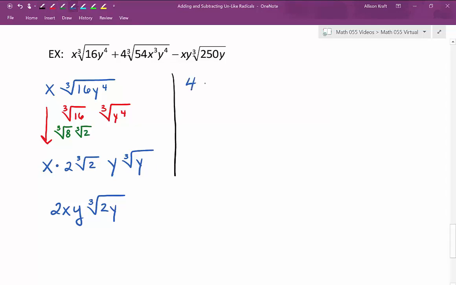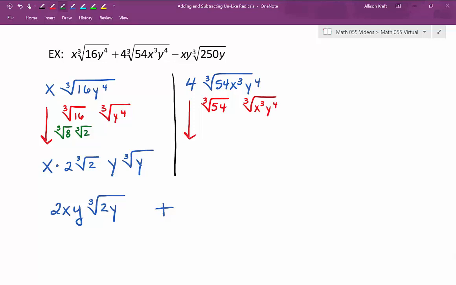Next, let's simplify 4 times the cube root of 54, x to the 3rd, y to the 4th. I'm going to remember to bring this 4 straight down. It's so common that people forget about whatever's out in front, which is why I like to make the big arrow so that I don't forget it. It draws my attention to it. Let's break this up into the cube root of 54 and the cube root of x to the 3rd, y to the 4th.